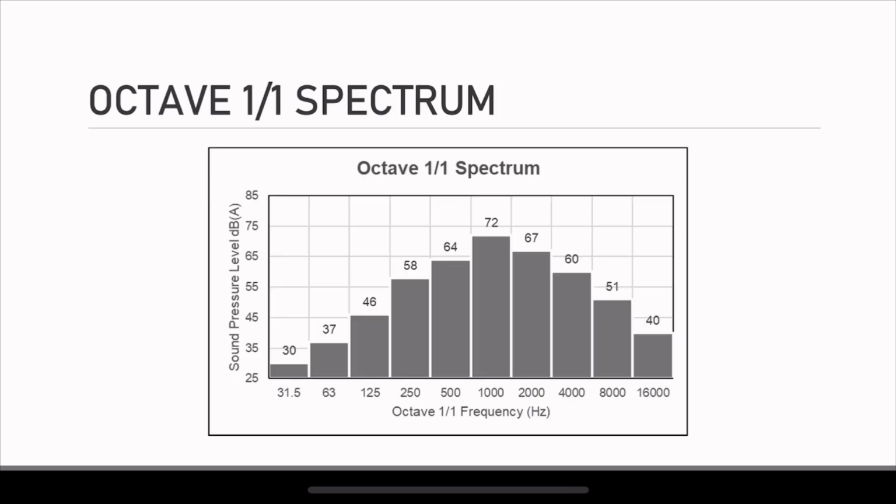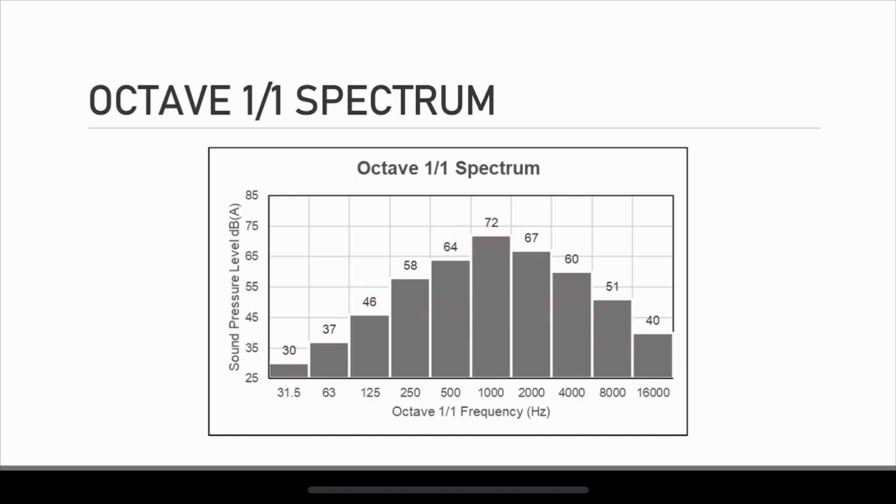So let's consider an octave 1x1 spectrum. As you can see here, the x-axis is octave 1x1 frequency bands. I've chosen from 31.5 to 16,000 because they are within the human audible range. And on the y-axis, you have the sound pressure level in dBA. As you can see, I have put numbers on top of each octave band. Those numbers represent the sound pressure level of that particular band.